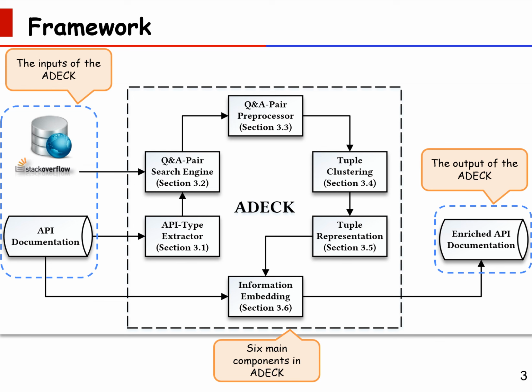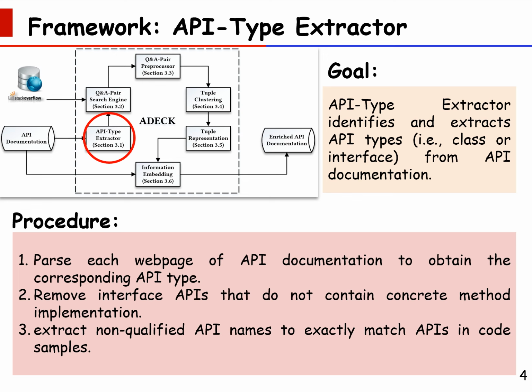We propose a novel approach, DAC, leveraging crowd knowledge from Stack Overflow to identify code samples and usage scenarios for enriching API documentation. It consists of 6 components. The first component is the API type extractor. It identifies and extracts API types from API documentation.